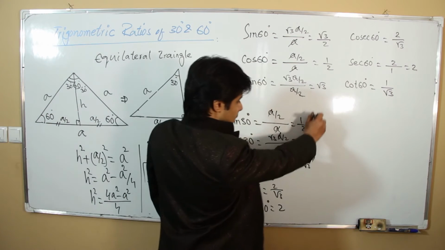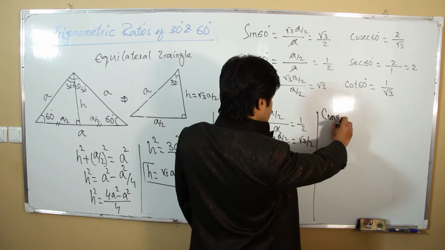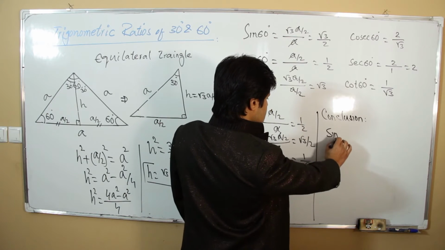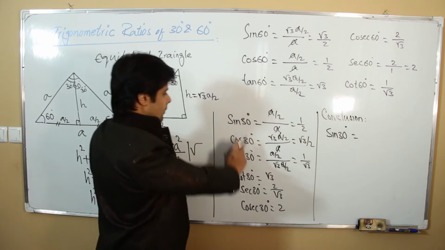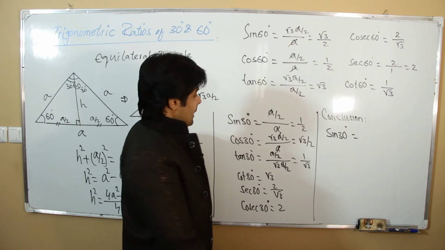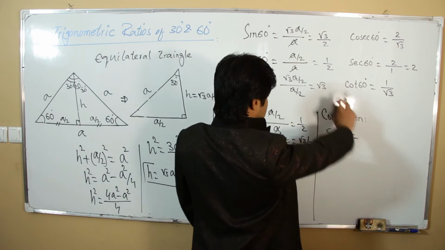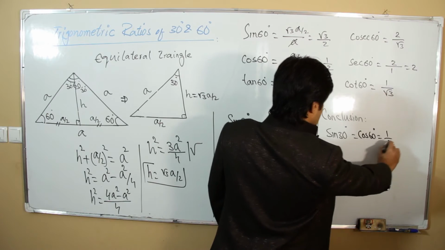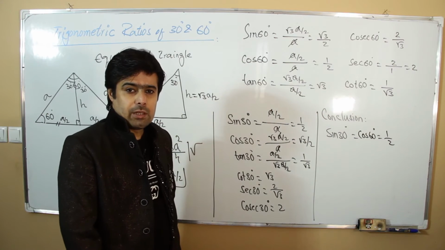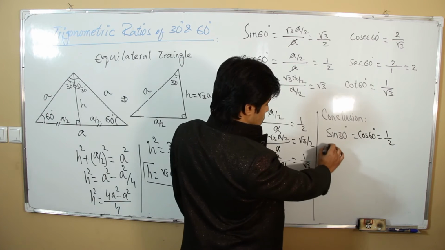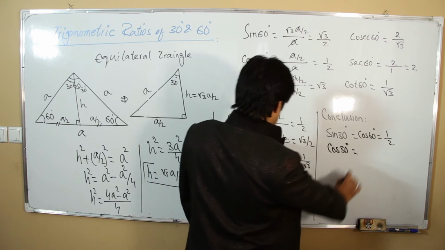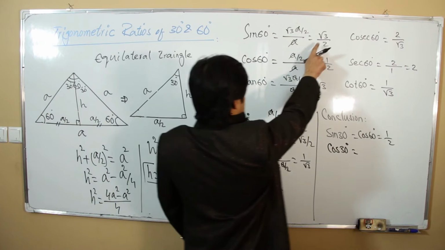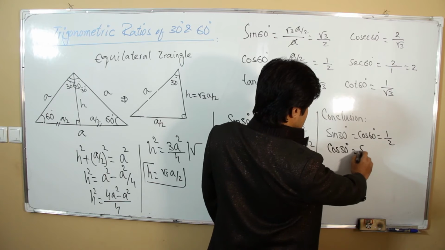Now, in conclusion, we can say that, what is sine 30? It is 1 divided by 2. What is cosine of 60? 1 divided by 2. It means sine 30 with cosine 60, they are equal, and it is 1 divided by 2. Now, cosine of 30, it is root 3 divided by 2. What is sine 60? Root 3 divided by 2. It means they are same.